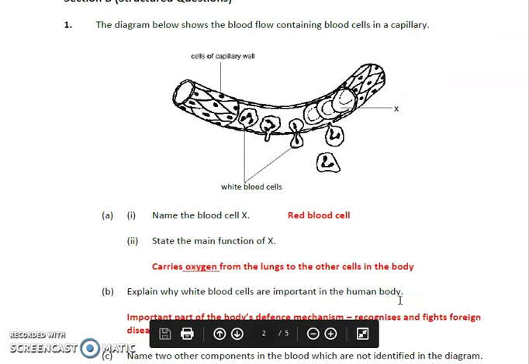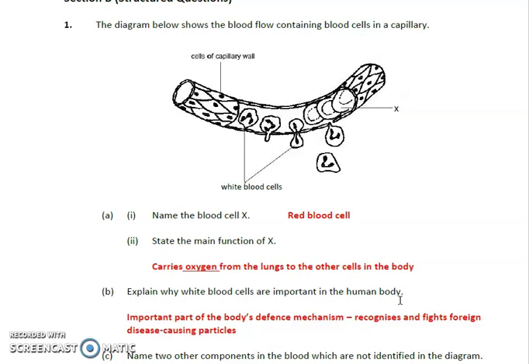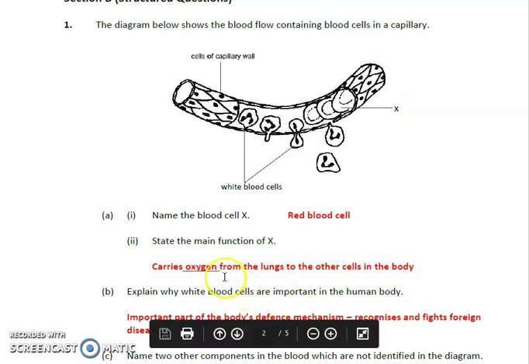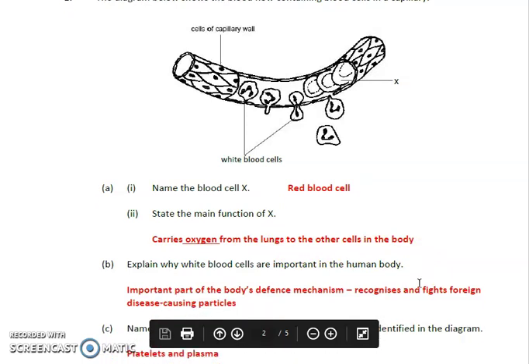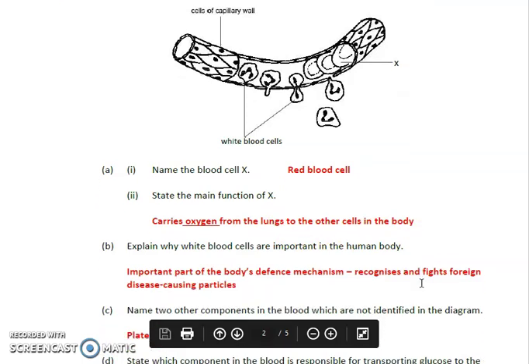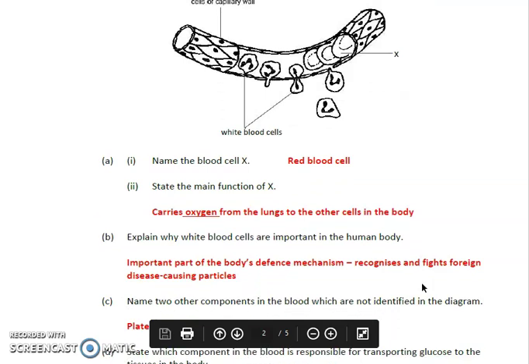Now, part 2. So what is the main function of X, which is the red blood cell? Okay, red blood cell helps to carry oxygen from the lungs to the other parts of the body. Part B. Okay, explain why white blood cells are important in human body.